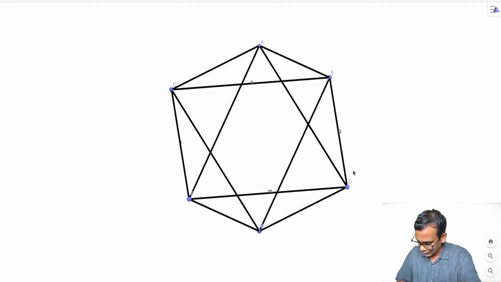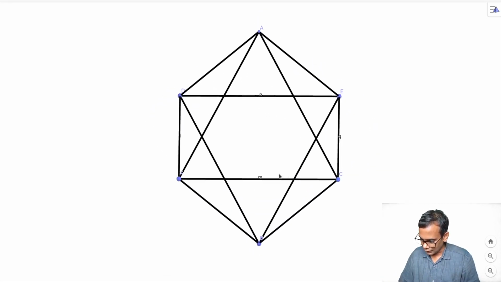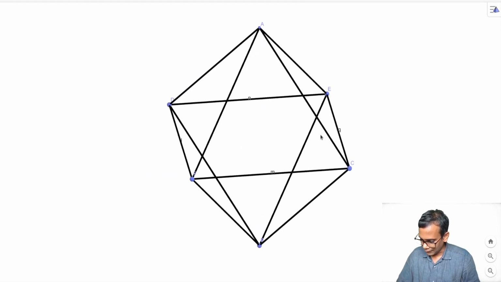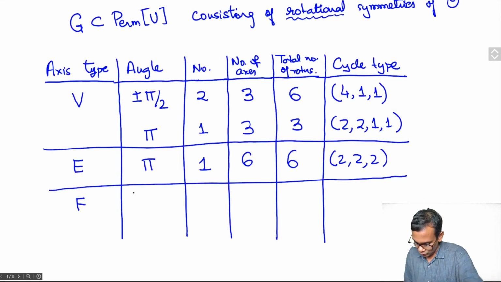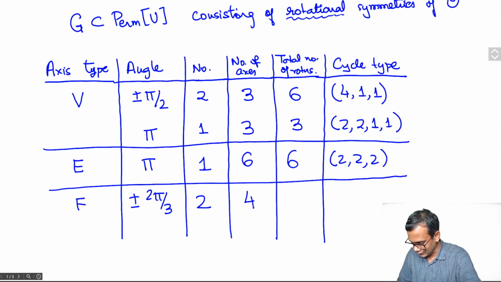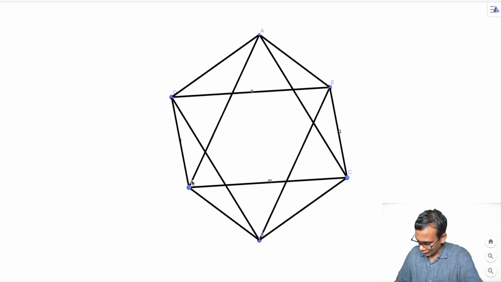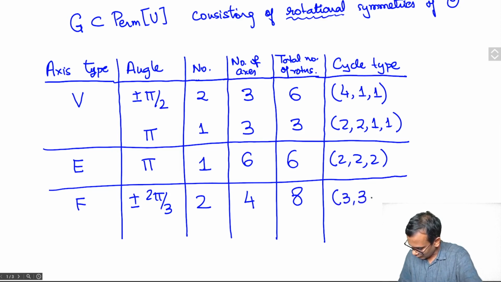Here is a face, an equilateral triangle, and if you want to rotate it, you can rotate it by an angle of plus or minus 120 degrees. So this is rotation by plus or minus 2 pi over 3, and you have two non-trivial rotations. The number of axes is 4 because there are 8 faces, and so totally there are 8 such rotations. As for their cycle type, the triangle up in front will form a 3 cycle, and the triangle behind it with the opposite orientation will form another 3 cycle. So there are 2 three-cycles in such a permutation.